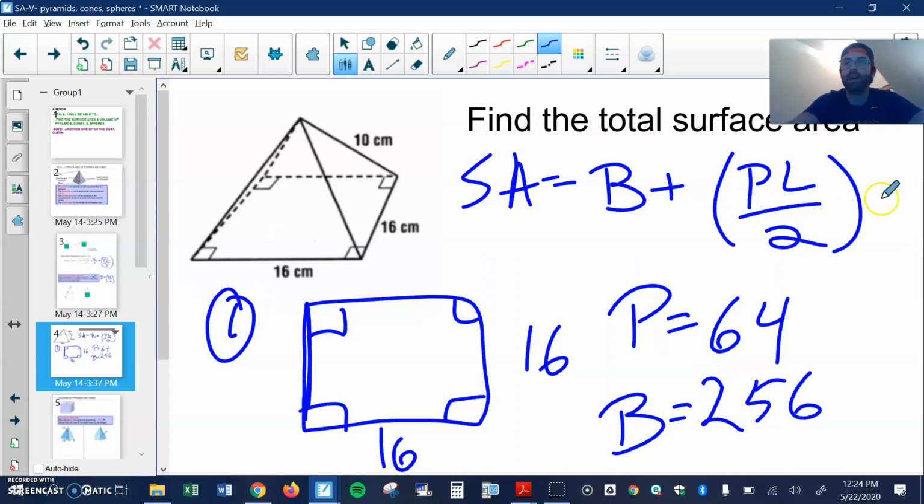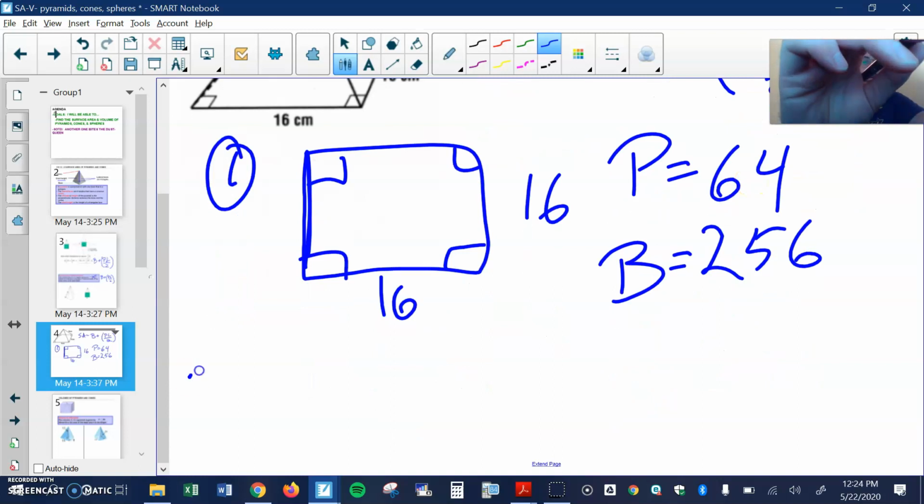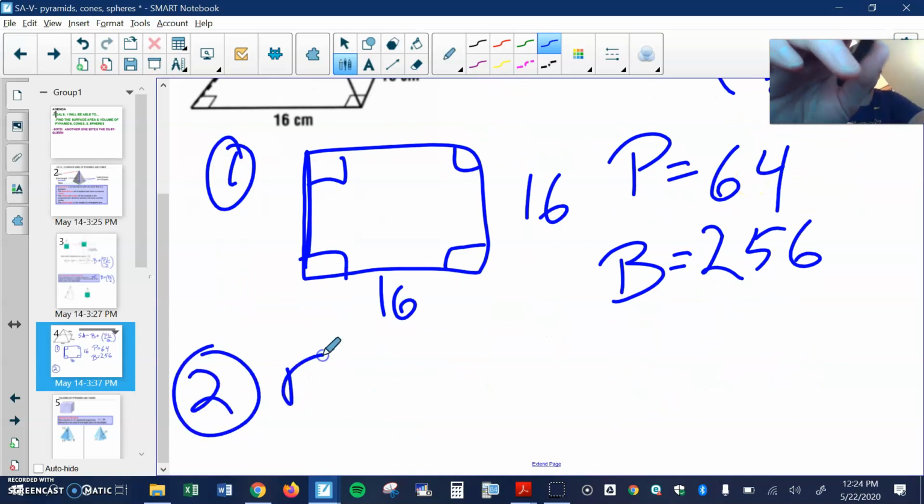So we've got B and P. Now we need to find our L. We need to find the slant height.